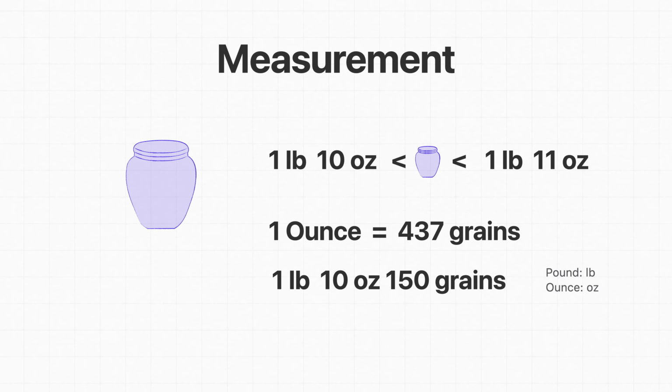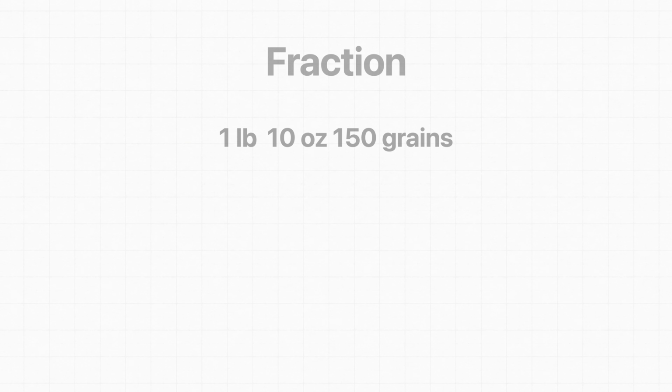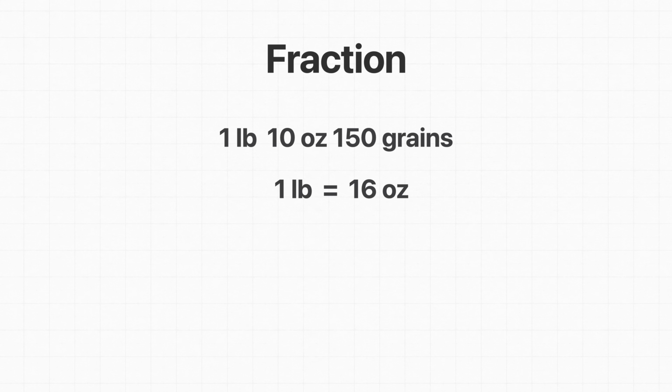Now we have three units: pounds, ounces, and grains. Together, they let us measure even the smallest differences. But wait, we've been talking about weights all this time. So where are the fractions? Let's look again. 1 pound equals 16 ounces. So what is 1 ounce in pounds? It certainly isn't one whole pound. It's 1/16th of a pound.